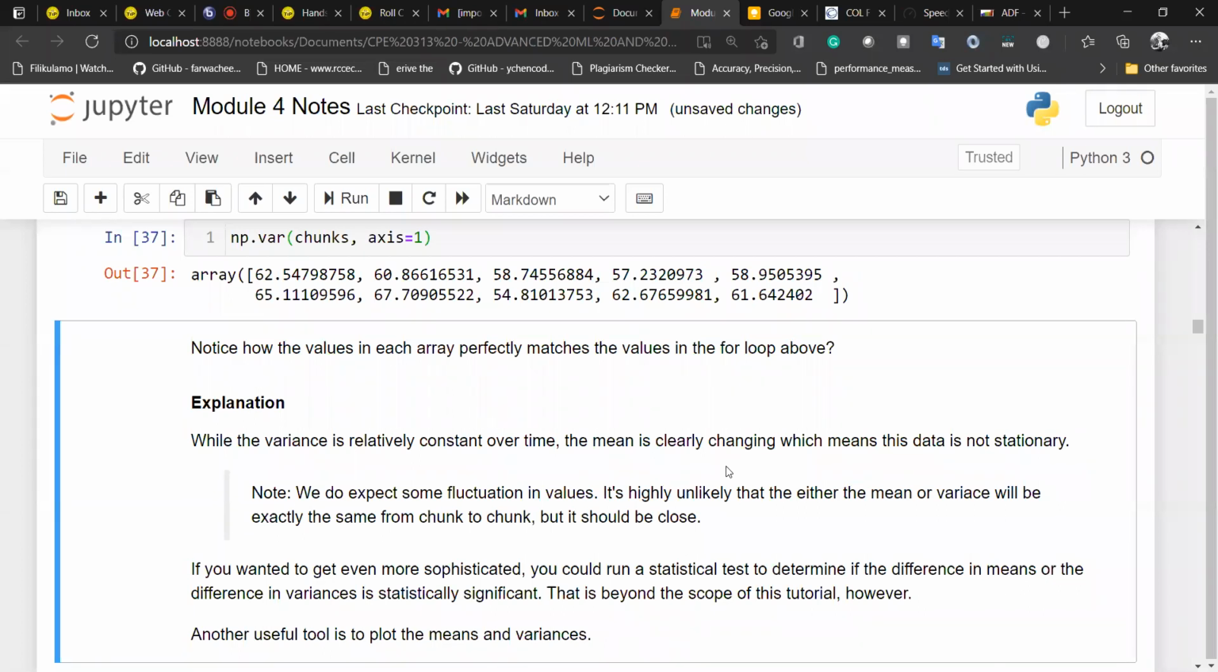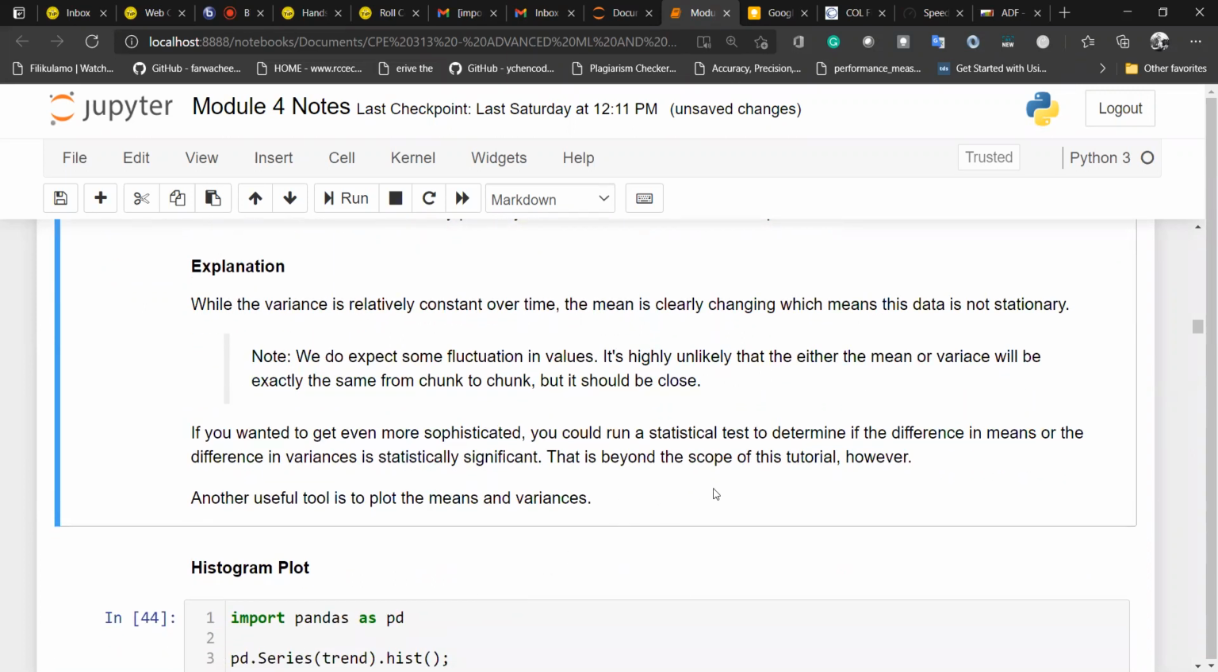Okay? So note, we do expect some fluctuation in values, and it's highly unlikely that either the mean or variance will be exactly the same from chunk to chunk, but it should be close. Now, if you wanted to get even more sophisticated, you could run a statistical test to determine if the difference in means or the difference in variances is statistically significant.